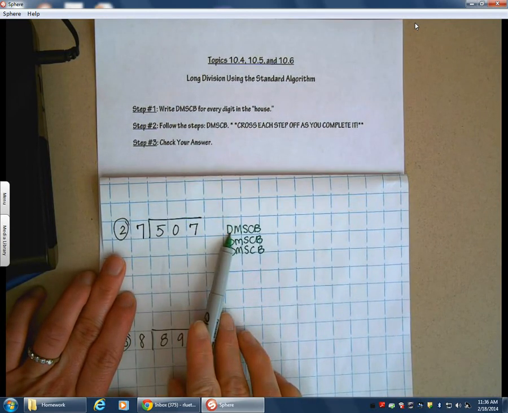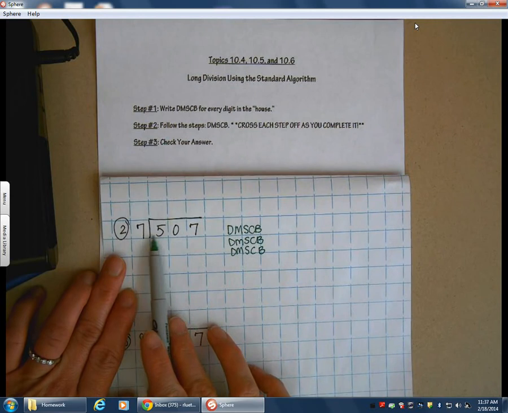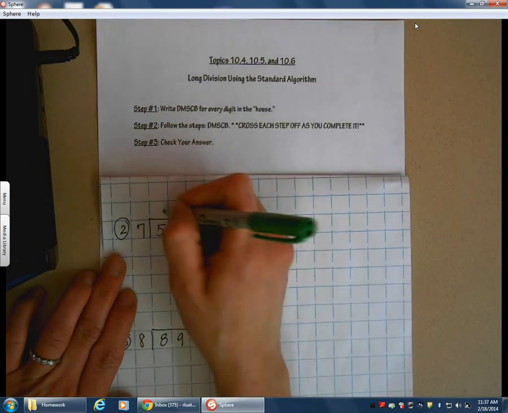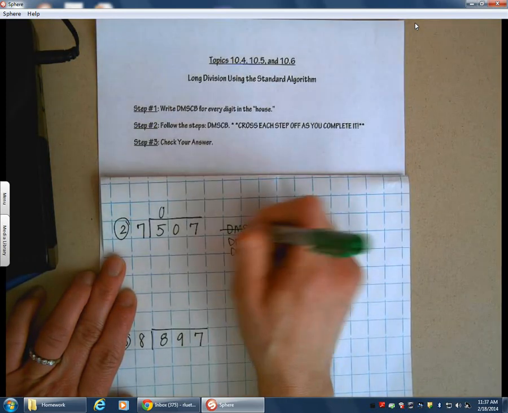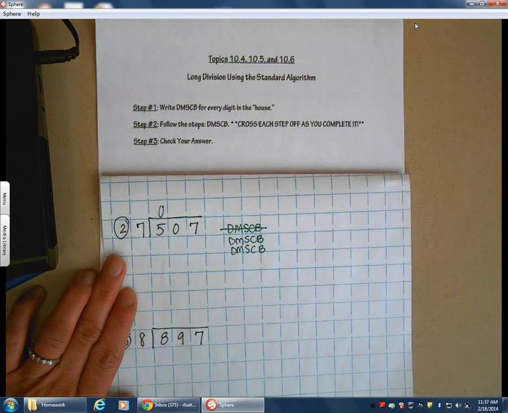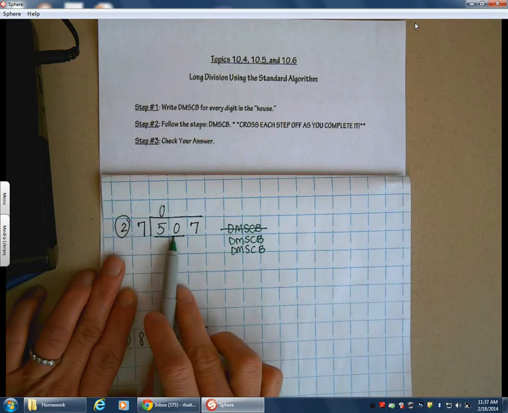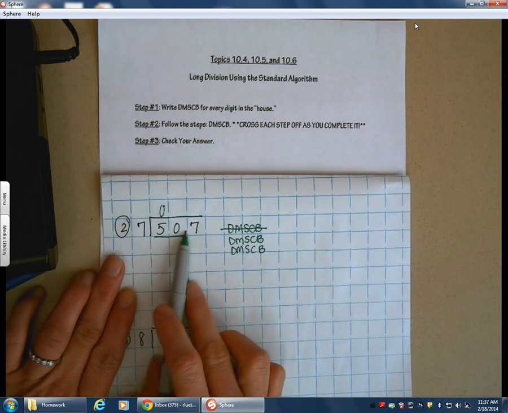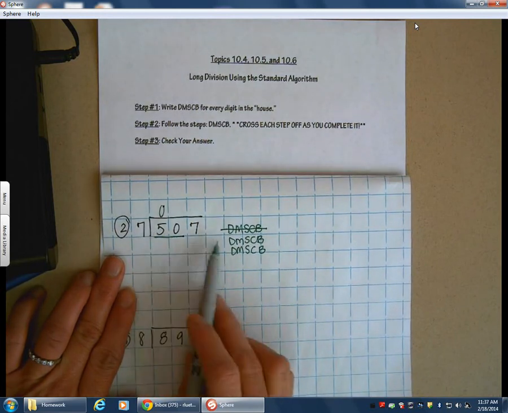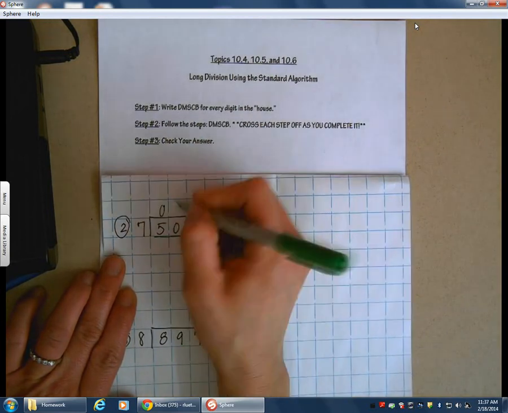I need to start dividing, so I look at my first digit. I have a 5. A 5 cannot be divided by 7. I can't start dividing here. So I write a 0 here, and I cross off the whole first set of does McDonald's sell cheeseburgers. Now I'm looking at the next 2 digits together. I have a 50. I know that I can divide 50 by 7. So here I'm going to start. Divide. 50 divided by 7 is 7.